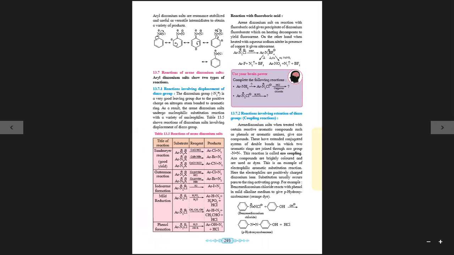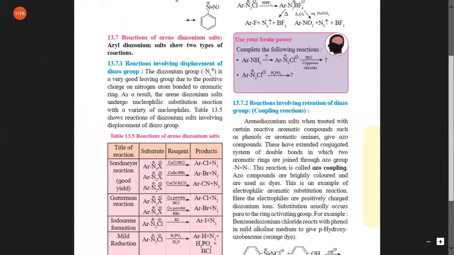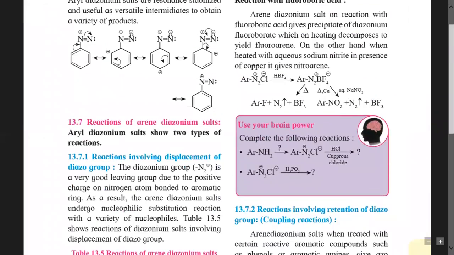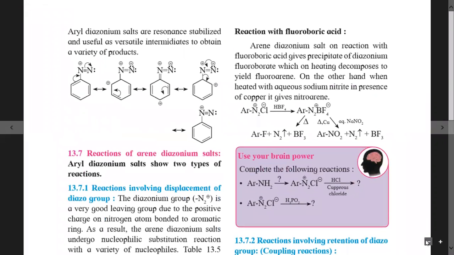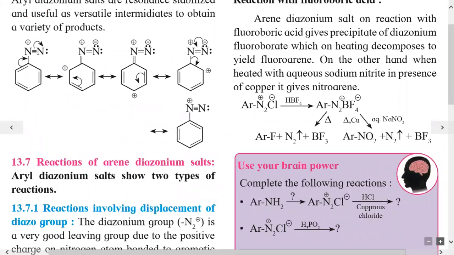Aryl diazonium salts are resonance stabilized, and these resonance structures are intermediates to obtain a variety of products. They are used to form different types of organic products which are not possible by regular chemical reactions. So this is a benzene ring containing N triple bond N. This is a benzene diazonium ion.